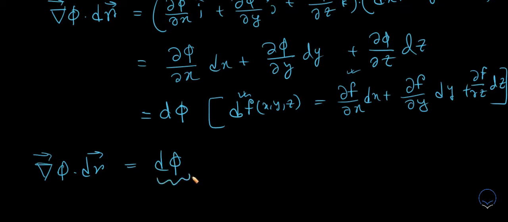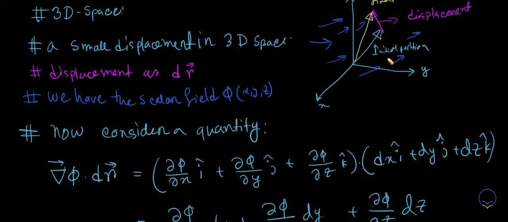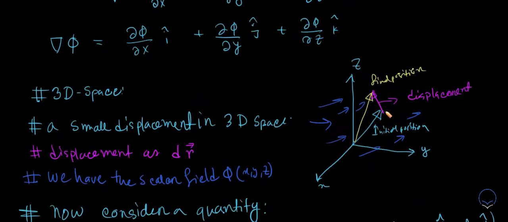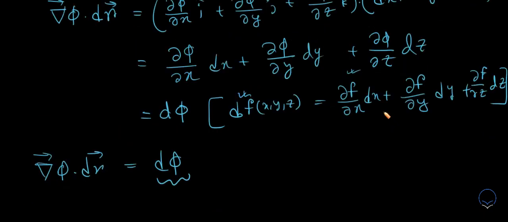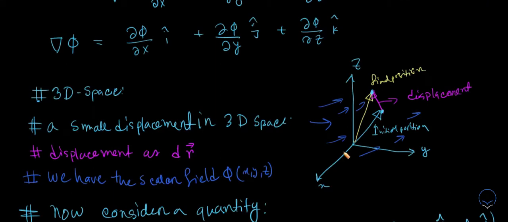So what does this d phi mean, right? This d phi means an infinitesimal change in phi going from position r to r plus dr, because our displacement was dr. That is, if you look at this picture over here, if you go from this point to this point, the field itself will change like this, that is d phi. And this dot product can also be thought of as a projection. So gradient has something to do with the directional derivative, right?